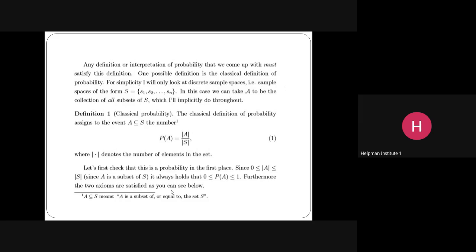The classical definition of probability assigns to an event A, as a subset of S, the number: probability of A is equal to the absolute value of A over the absolute value of S. Here, the absolute value of A means the number of elements in the set A, and the absolute value of S means the number of elements in the set S. So when we take the probability of A, the classical approach says that we take the ratio of the event A over the total sample space.